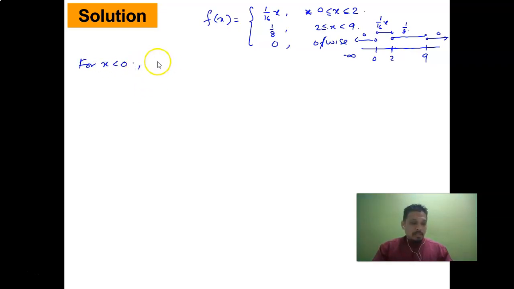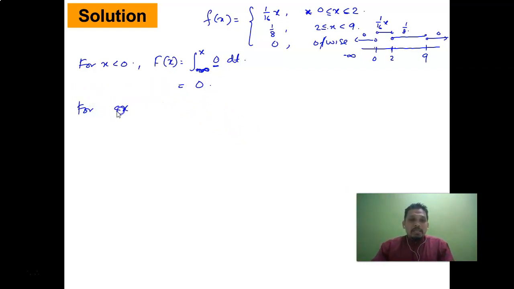Then the integral: F(x) equals the integral from negative infinity until x of the function 0 dt. The function here is 0 according to this. With the domain from negative infinity to 0, the function is 0. So 0 with respect to t, and this gives you 0.